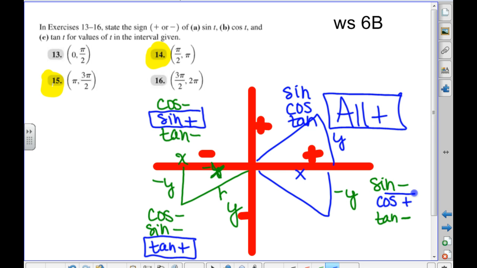All right, the way that most students have learned to remember this is all students take calculus. That means they are all positive in this quadrant. Only the sine is positive in this quadrant. Only the tangent is positive in this quadrant, and only the cosine is positive in this quadrant. That means the opposites are negative. All right? So that's what you need to know to do 14 and 15.